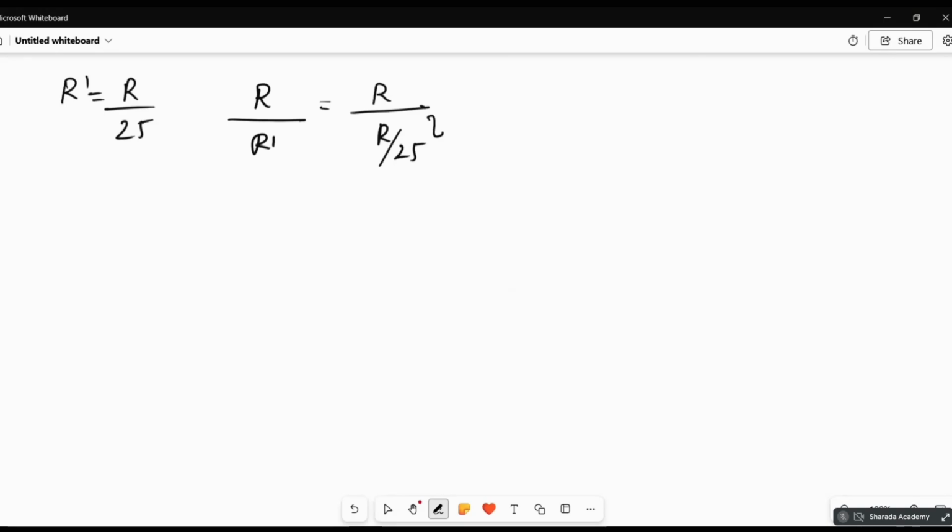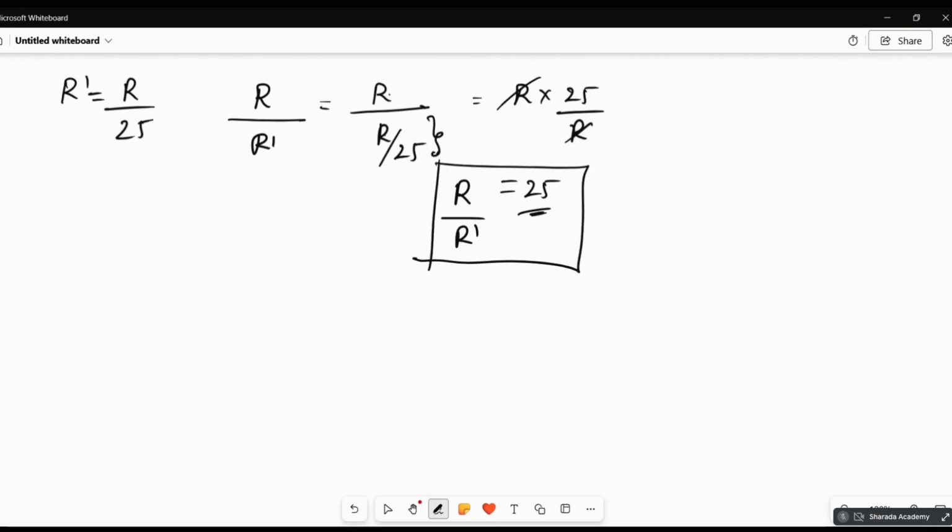Listen to this. This is the denominator. Sorry, wait 1 second. R by R dash is asked. So this portion is the denominator. When it goes up, it will be 25 by R. So 25 is the answer. Ratio is 25. Don't take R by R and then the reciprocal. See here, R by 25 is the denominator. Take the reciprocal of that.